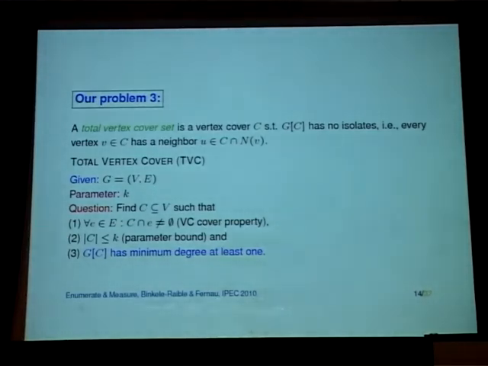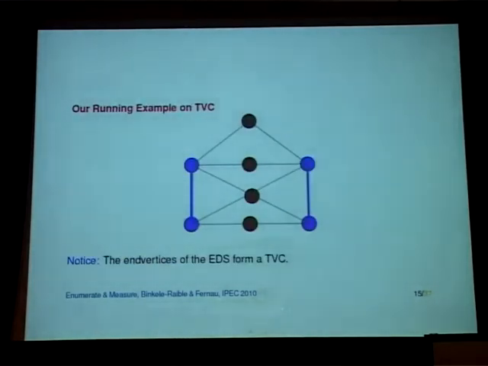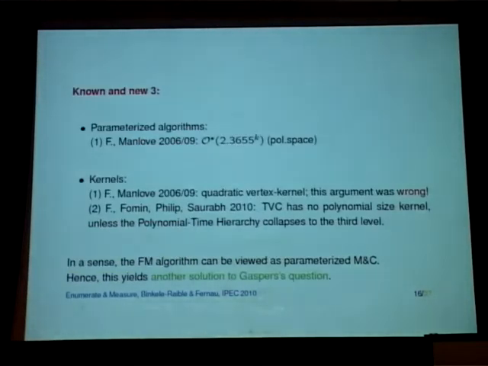Well, you might know total dominating set. So this is kind of similar to that. And in our case, this gives you a TVC if you just take the endpoints of the EDS, which we found before. Okay, so what's known and what's new? Actually, nothing is new here.